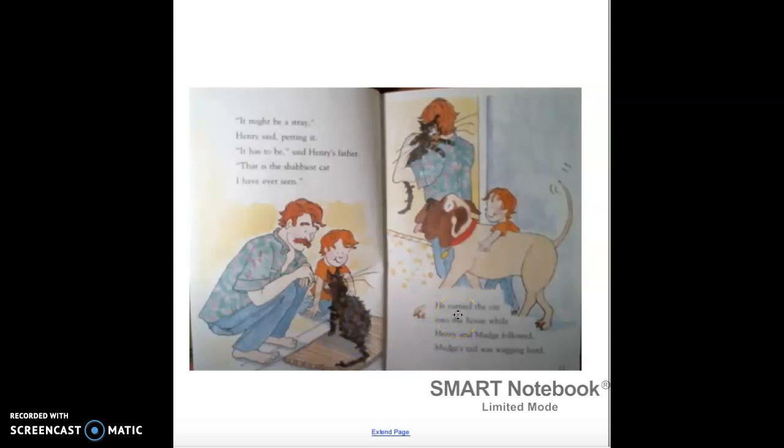He carried the cat into the house while Henry and Mudge followed. Mudge's tail was wagging hard.